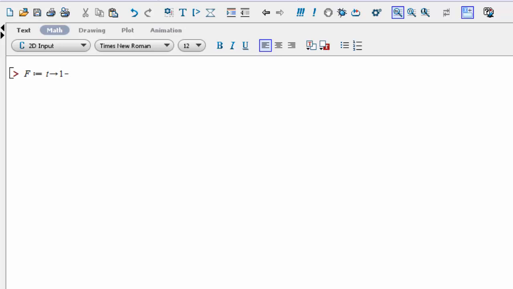Now, powers of e in Maple have a special predefined command, which is exp. So if we want e to the minus 0.2t, we would type exp of minus 0.2t. There's our exponential function defined in Maple. So what can we do with this?